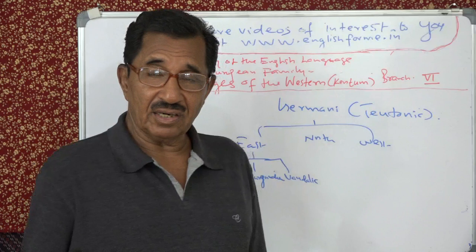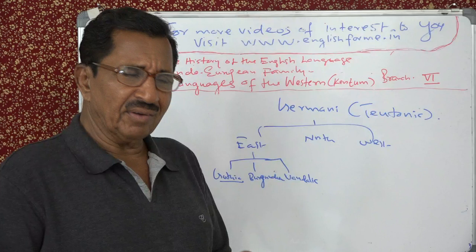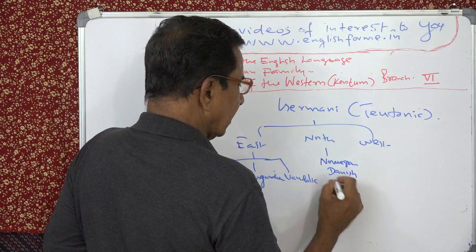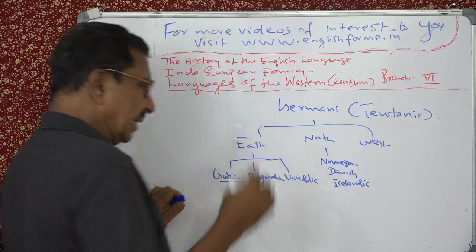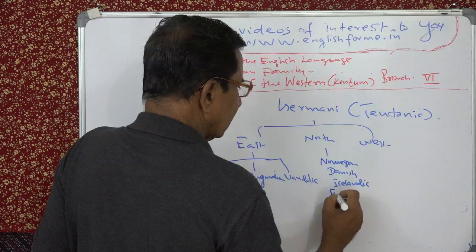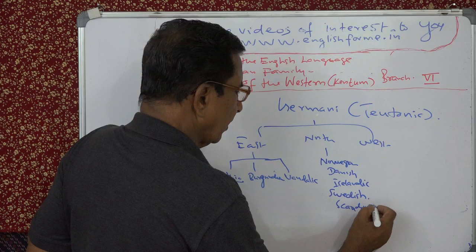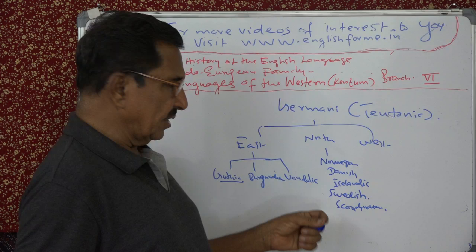Then we have North. North has Scandinavian, Norwegian, Danish, Icelandic, Swedish. Listen, Icelandic. These are the names that we should remember. Swedish is of Sweden, and these are Scandinavian languages. There are Danish, Scandinavian, and Norwegian, and you find the mixing of all these things.